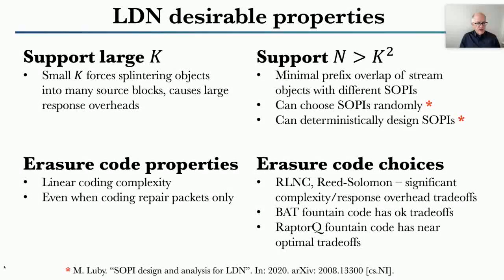Some erasure code properties that are desirable are linear coding complexity, especially when coding repair packets only, because when n is bigger than k, a lot of the packets you're going to be dealing with are repair packets. Erasure code choices include random linear network codes and Reed-Solomon codes. They have significant complexity response overhead trade-offs. The BAT fountain code has OK trade-offs, and the RaptorQ fountain code has near optimal trade-offs. More details can be found in our paper.